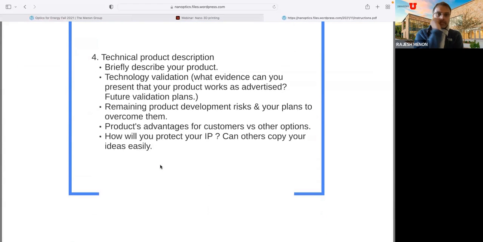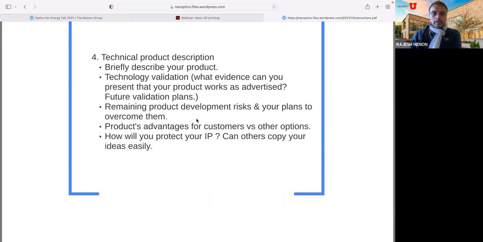The technical product description, I think, is easy for you because you've already done this. My suggestion is take your last presentation and summarize it into one or two slides or so. So keep it really clean and clear what your innovation is.